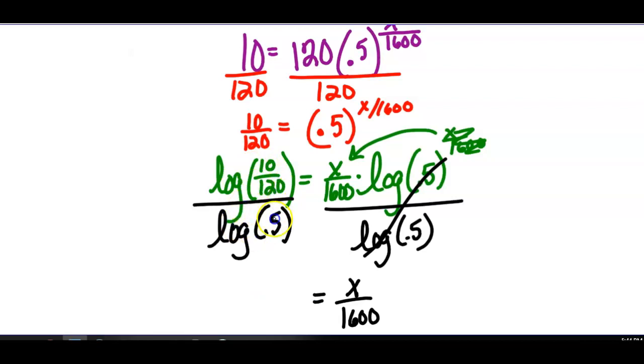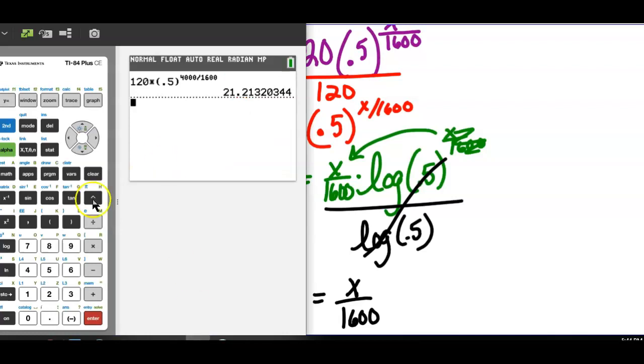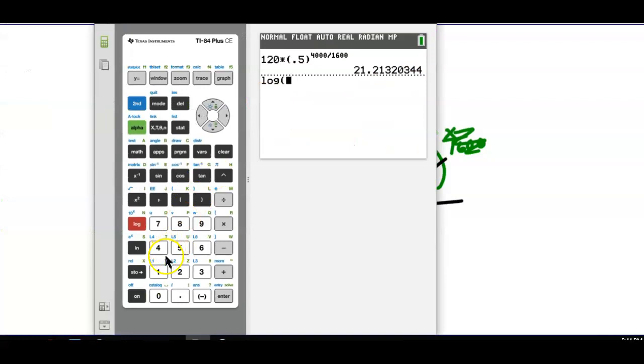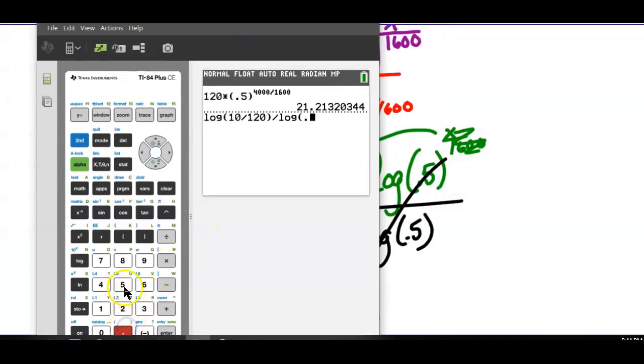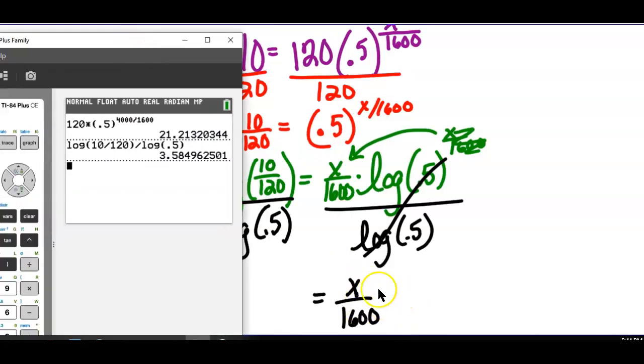equals, and whatever I get over here, I guess now would be a good time to type it in. The log of 10 divided by 120, all in one, and then that's divided by the separate log of 0.5, right? And it will work if you do ln in both places, you get the same answer. So I have 3.58496 something, and then I have to get rid of this divided by 1600.